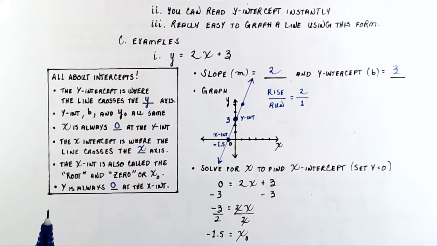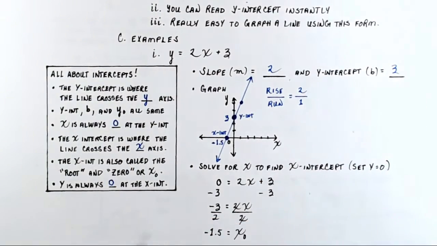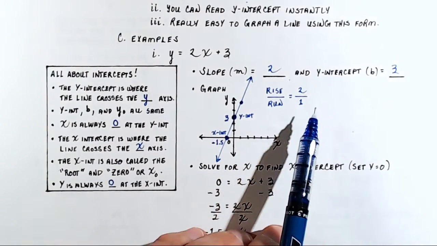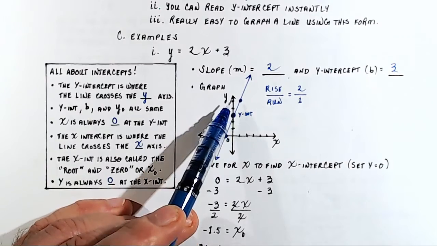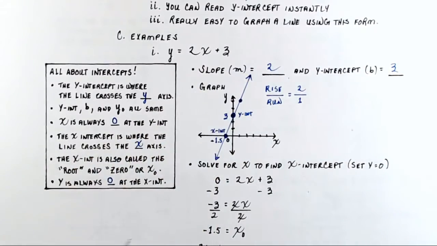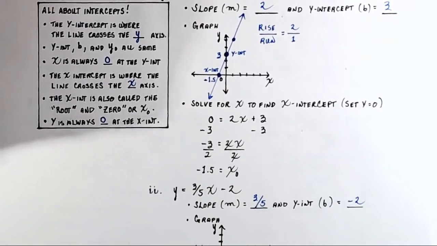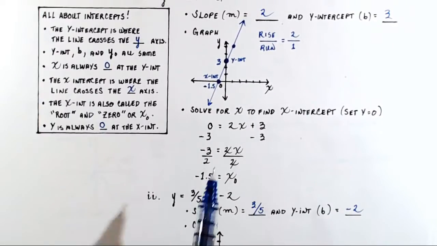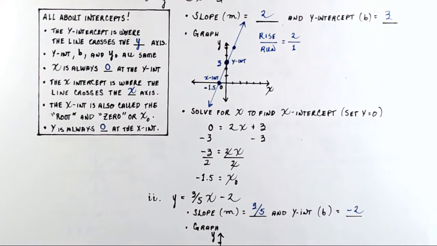So here we take an example, y equals 2x plus 3. Instantly read that the slope is 2 and the y-intercept is 3. So the rise is 2, the run is 1. We plot the y-intercept first, 3. Then we go up 2 over 1 and draw a line. Okay. We also solved for x to find the x-intercept, and I set y equal to 0. So 0 equals 2x plus 3. And then I solved for x, and I got negative 1.5, or negative 3 over 2 equals x. That's the x-intercept, where it hits the x-axis.